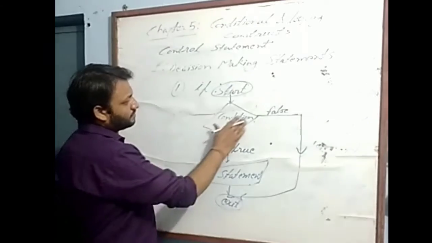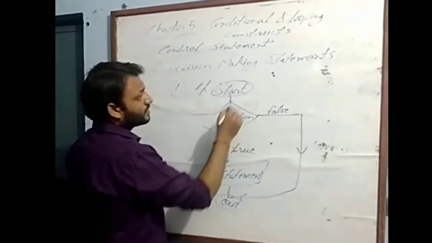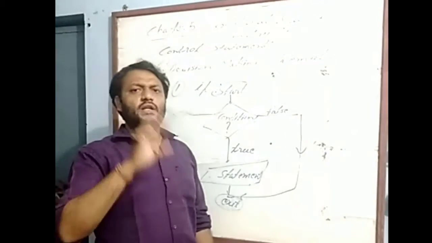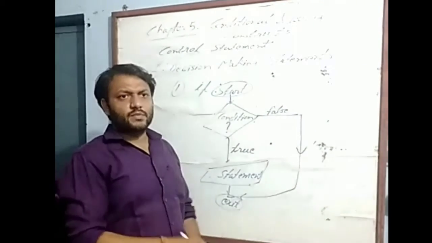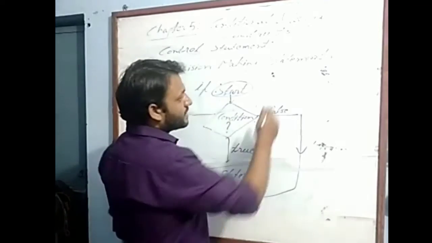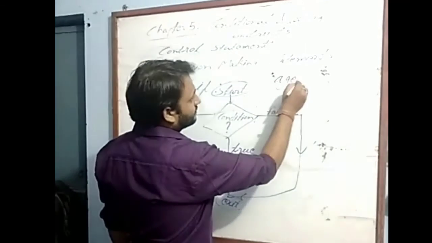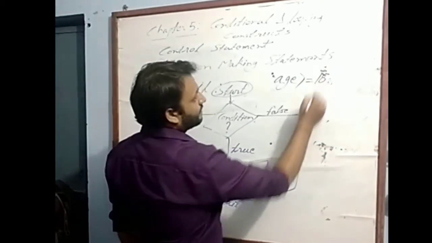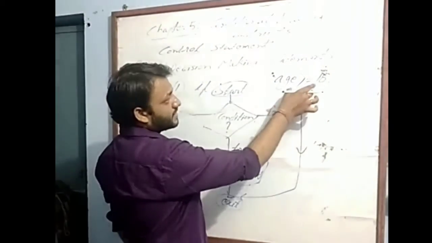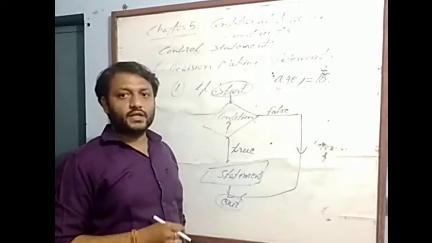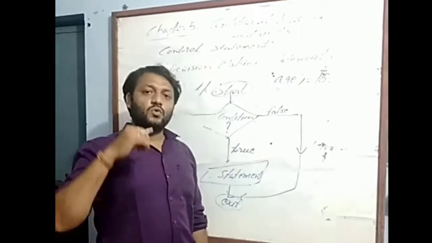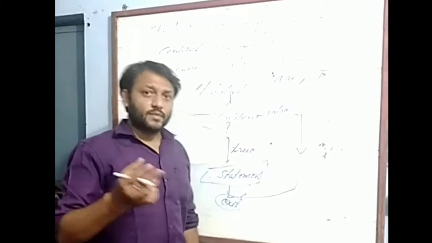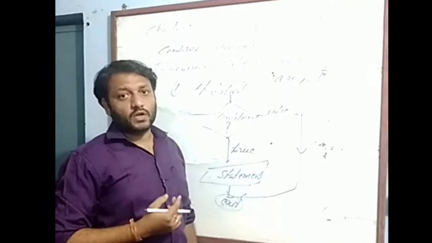For example, we want to create a program like voter eligibility. In voter eligibility, what is the condition? The age should be greater than or equal to 18. It means if the age is greater than or equal to 18, you are able to give the vote, meaning you are eligible for the vote.